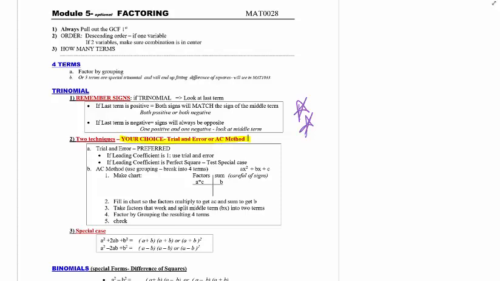Special cases, if it's a trinomial that is a perfect square, and you'll notice that the first is a perfect square and the last is a perfect square. And then the binomials, which means 2 terms. For this class, you're going to only deal with difference of squares, which you saw in Module 4, going in the opposite direction. If you go on to intermediate algebra, you're going to deal with cubes as well.